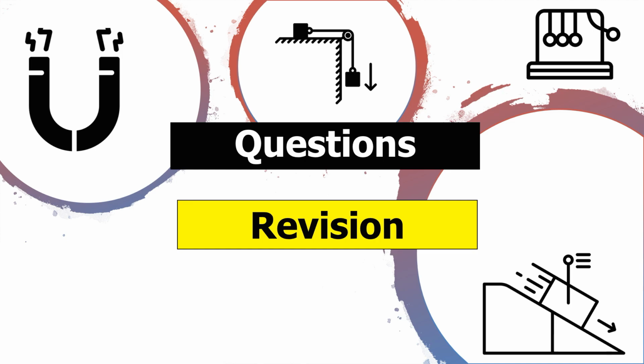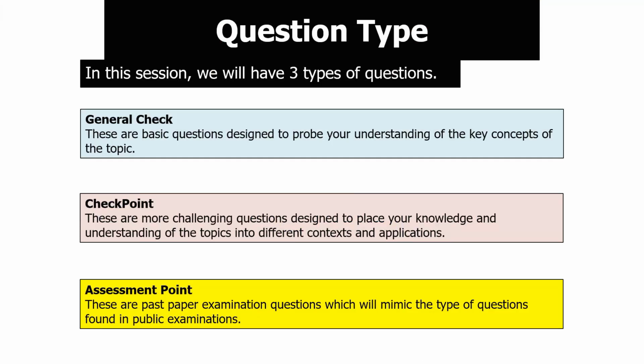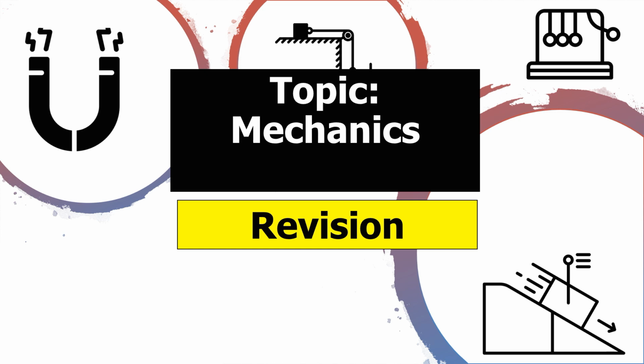Now in this particular revision session we'll have three types of questions. The first type of question is a general check question, which is a basic question designed to probe your understanding of the key concepts of the topic. Then we have our checkpoint questions, which are the more challenging questions designed to place your knowledge and understanding of the topics into different contexts and applications. Then finally, the assessment point questions are past paper examination questions, which will mimic the type of questions found in the public examinations. So let's have a look at the key ideas of mechanics, starting with our general check questions.